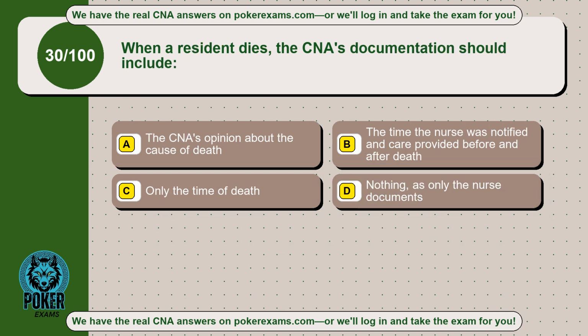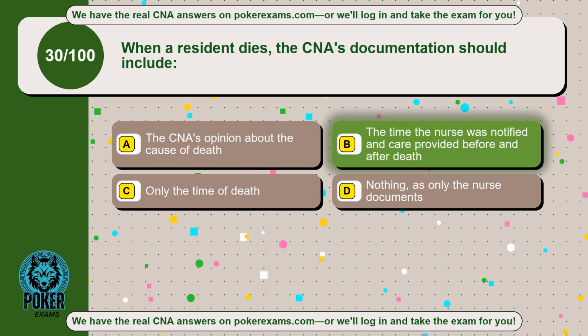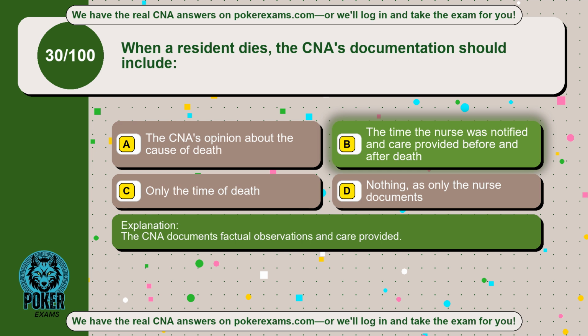Question 30. When a resident dies, the CNA's documentation should include: Option A. The CNA's opinion about the cause of death. Option B. The time the nurse was notified and care provided before and after death. Option C. Only the time of death. Option D. Nothing, as only the nurse documents. The correct answer is option B. The time the nurse was notified and care provided before and after death. The CNA documents factual observations and care provided.